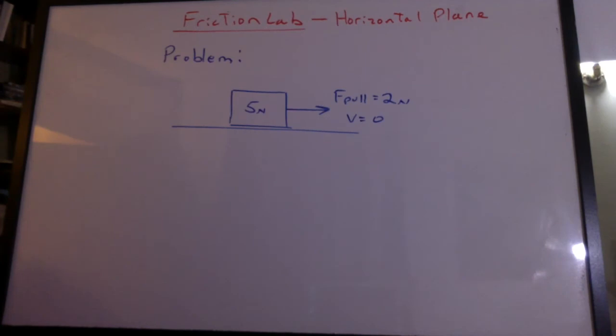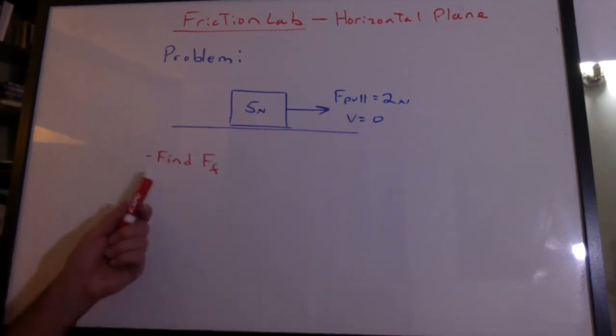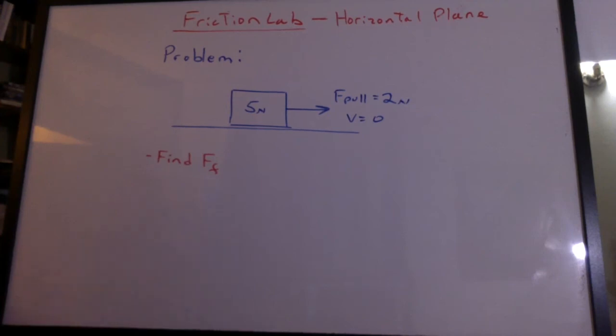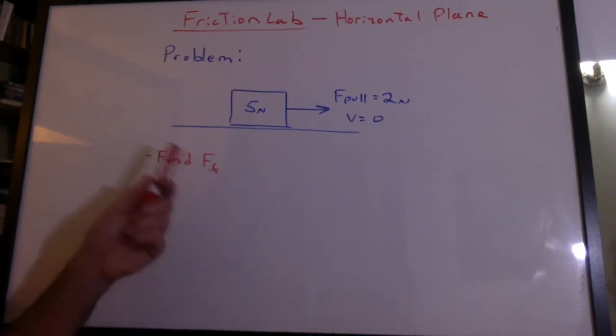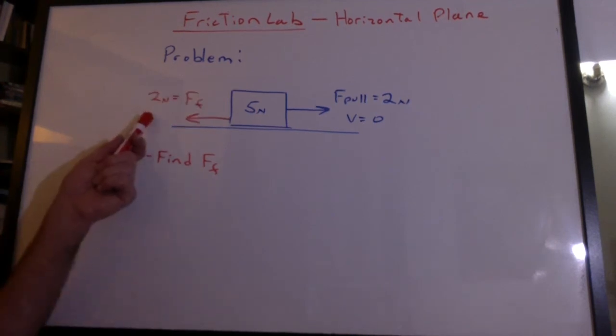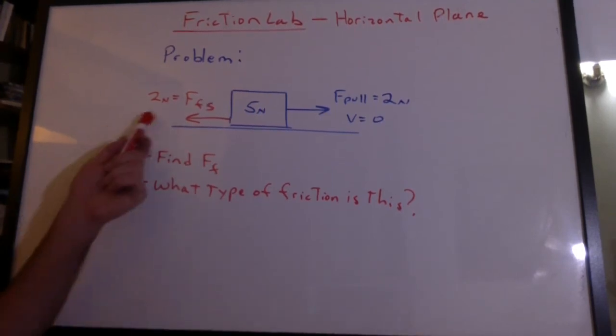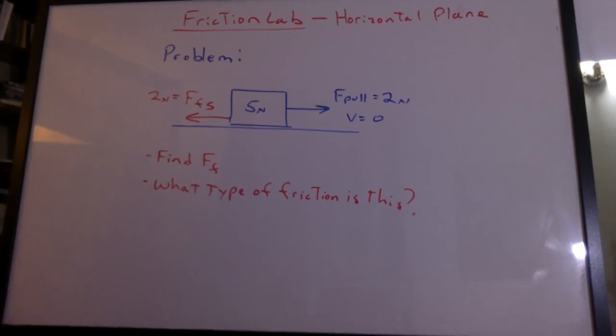Let's develop a problem. We have a 5 newton block sitting on a surface. We're pulling with 2 newtons, and it remains at rest. Find the force of friction. Well, if it's not moving anywhere, the sum of the forces has to be 0. So it must be 2 newtons going the other way. What type of friction is this? If it's not moving, we say it's static friction.